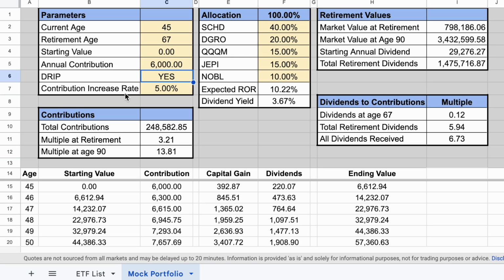Basically, anything other than the word yes in cell C6 will turn off the drip. The other parameter that has been added here is the ability to test the impact of increasing your annual contribution by a specific percentage each year. Most of us get a raise at work every year, so it's only natural that as our income goes up, we have the ability to increase the amount of capital we save and invest.